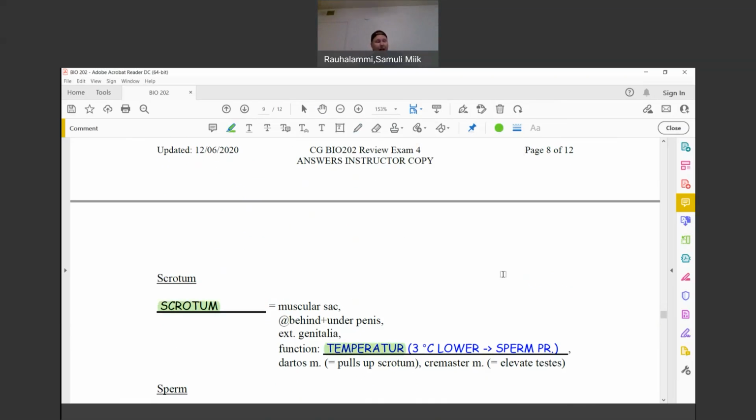Of course, sometimes we might need to bring the testes a little closer to the body, for example, in cold environment, and that's where muscles such as dartos muscle and cremaster muscle play a role, pulling the scrotum and the testes a little closer to the body.